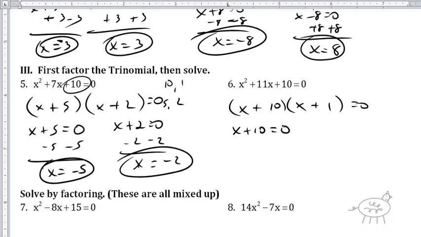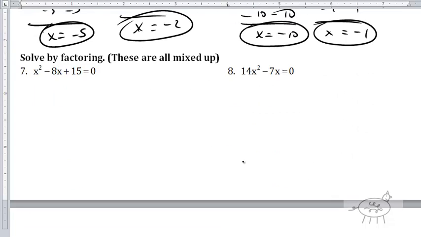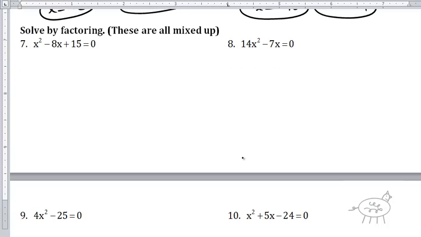So x plus 10 equals 0. x plus 1 equals 0. Subtract 10. x equals negative 10. And subtract 1. x equals negative 1. Okay, pretty easy. Now, the next few, they're all mixed up.